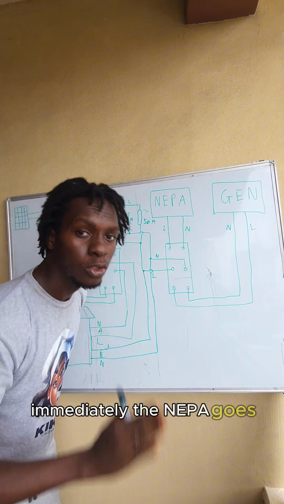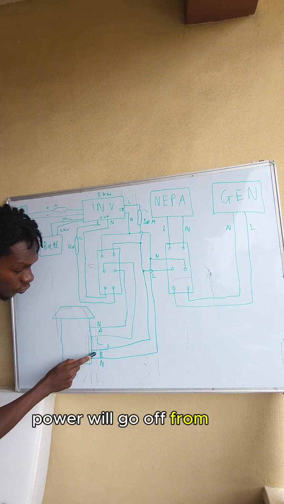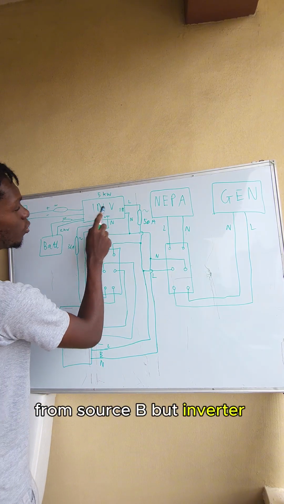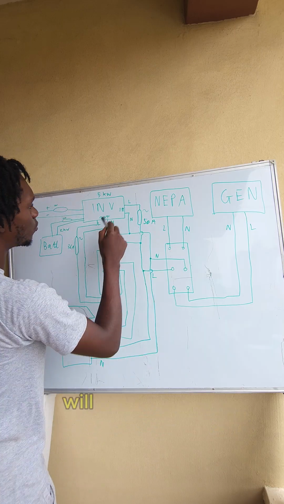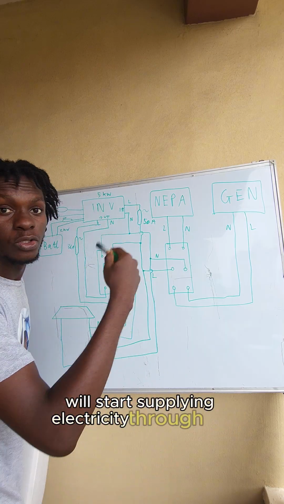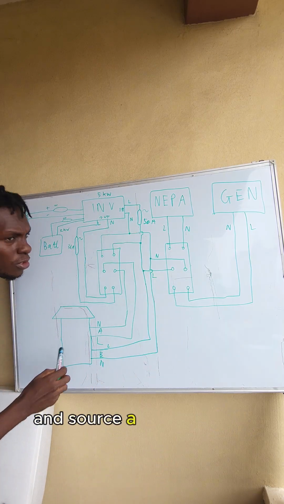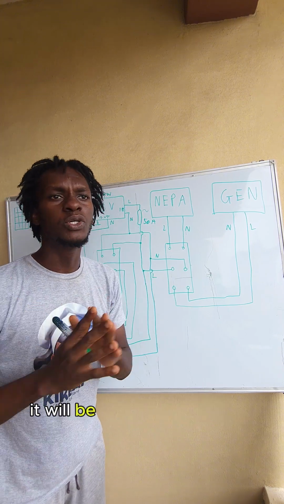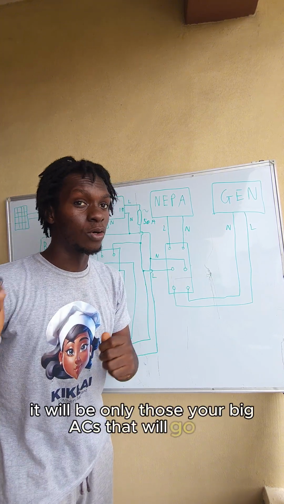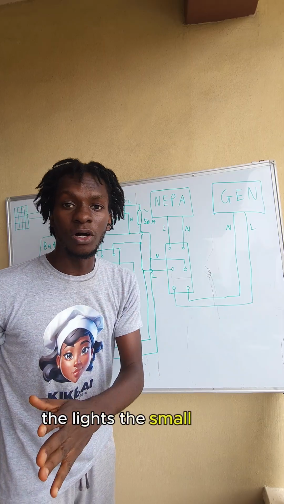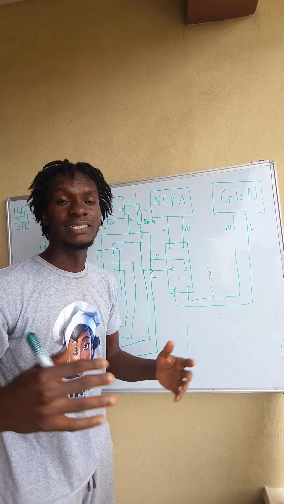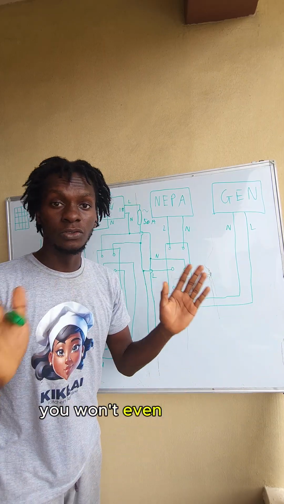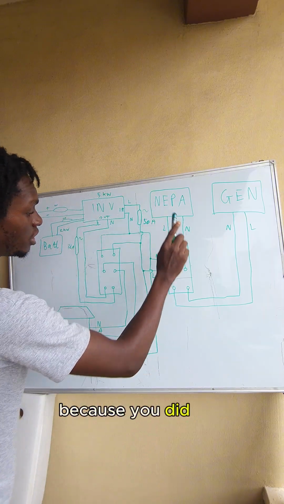Immediately the NEPA goes off, power will go off from what? From source B, but the inverter will take over immediately. That's the battery will start supplying electricity through the inverter, and source A will remain on. That's why you notice whenever they take the light, it will be only those your big ACs that will go off. The lights, the small fridge, the other things, the fans, the TV will remain on. You won't even know the power has gone off because you did the connection this way.